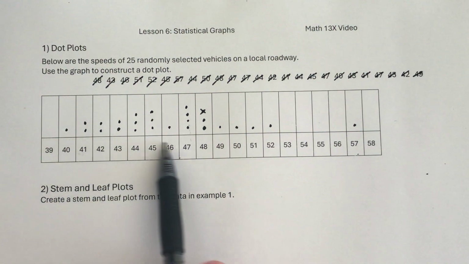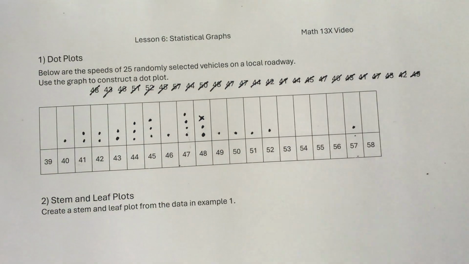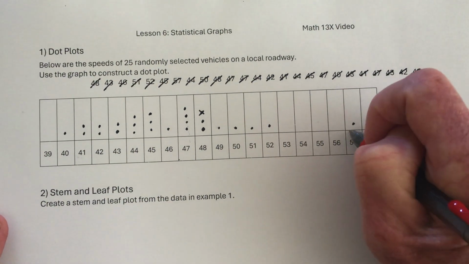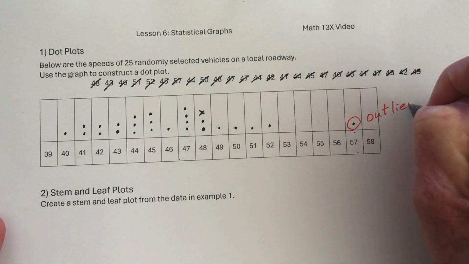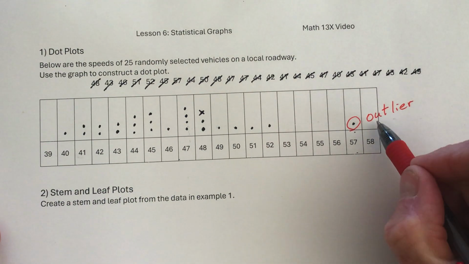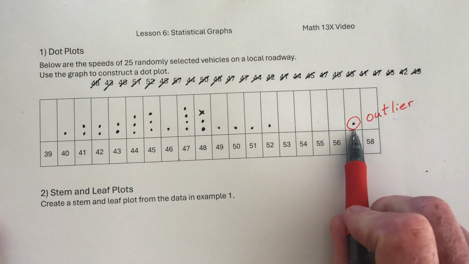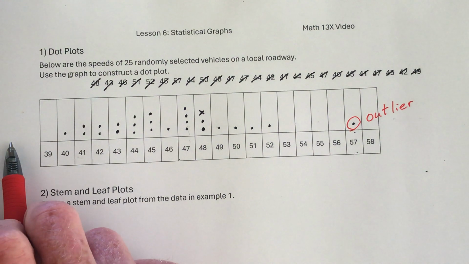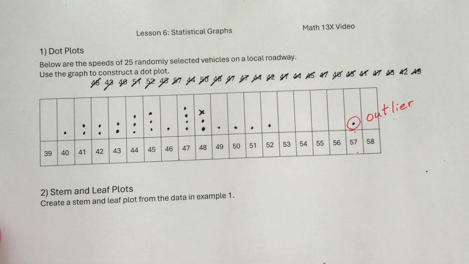You can also see that most of the data is in here. This one, which is much bigger than everybody else, when it does that, that's called an outlier. So it lies outside the range of all the other scores. It could be something that's really big, or it could be something that's really small. But if it's outside the range of everybody else, that's called an outlier.